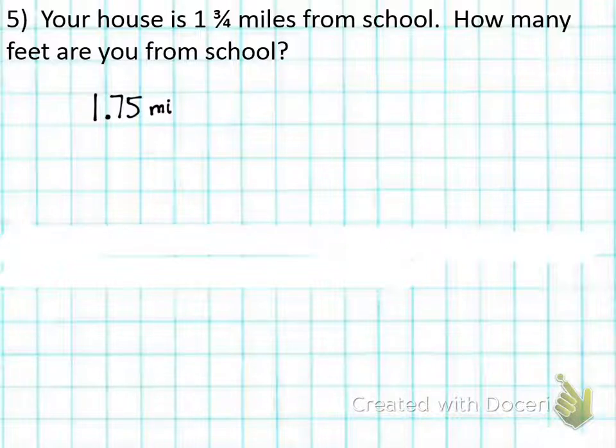And we want to know how many feet are we from school. So we want to go from miles to feet. So in 1 mile, how many feet are there? Look at your notes. You took it earlier. Good. Nice and loud. One more time. Good. 5,280 feet, right? Okay. This one's a little bit bigger. Let's try to have you do this. Ready? Go.